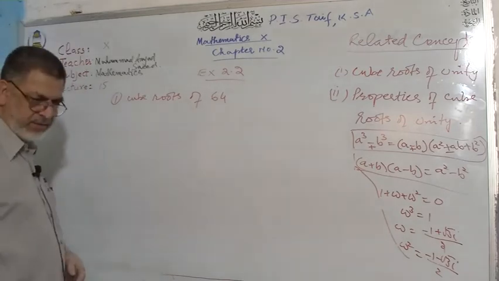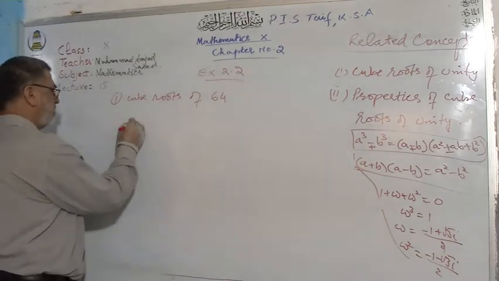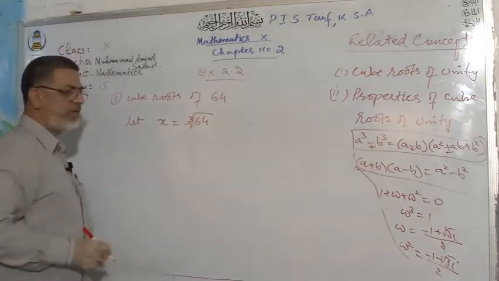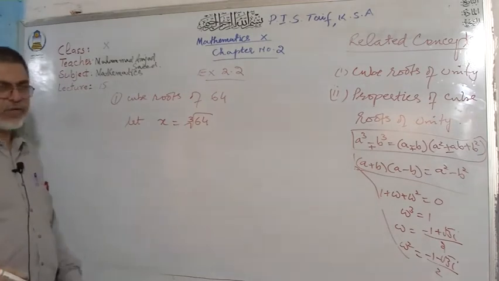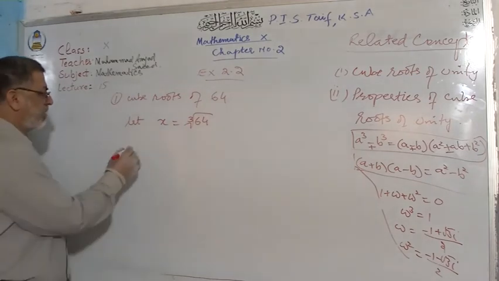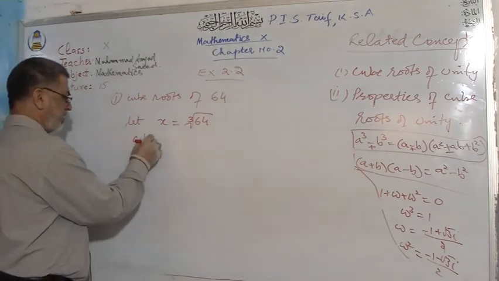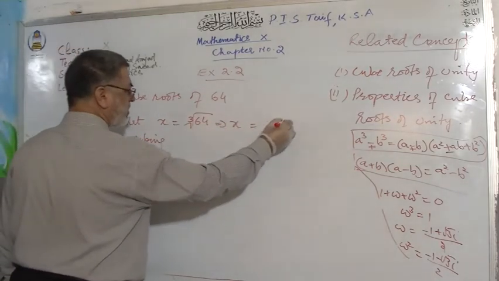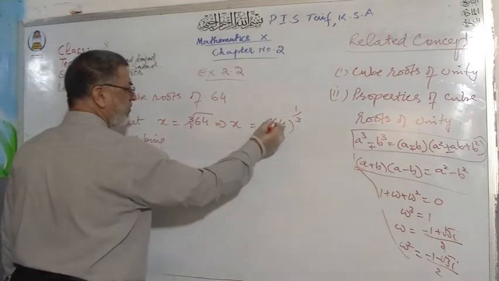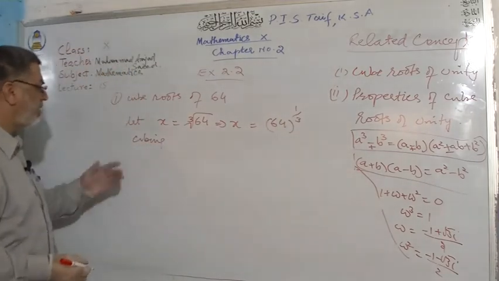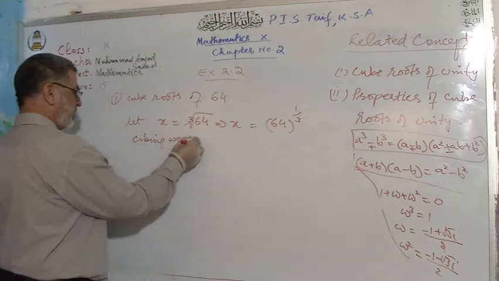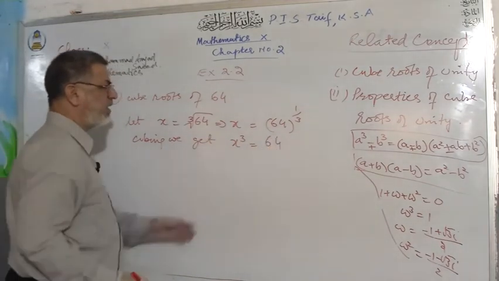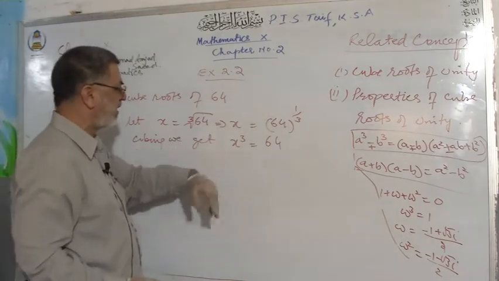Same method. Let x be equal to the cube root of 64. We have to find the cube root of 64. Cubing. You can write x is equal to 64 to the power 1 by 3. Cubing, we get x cube is equal to 64 to the power 1 over 3, and the 3s cancel out, I have written directly.